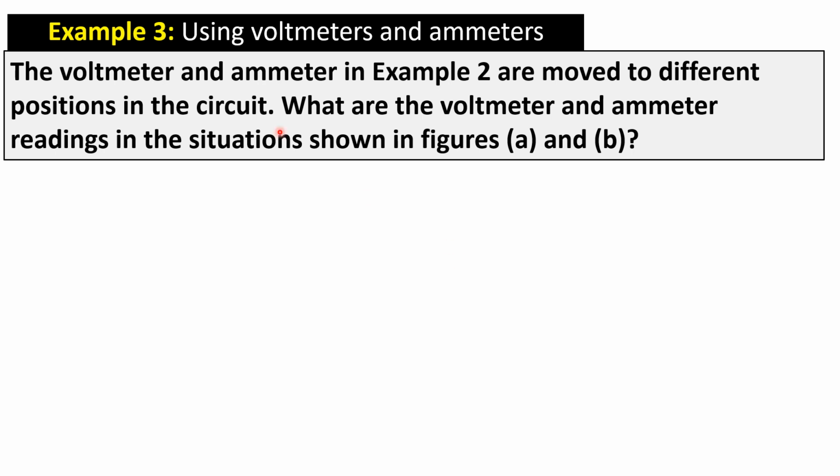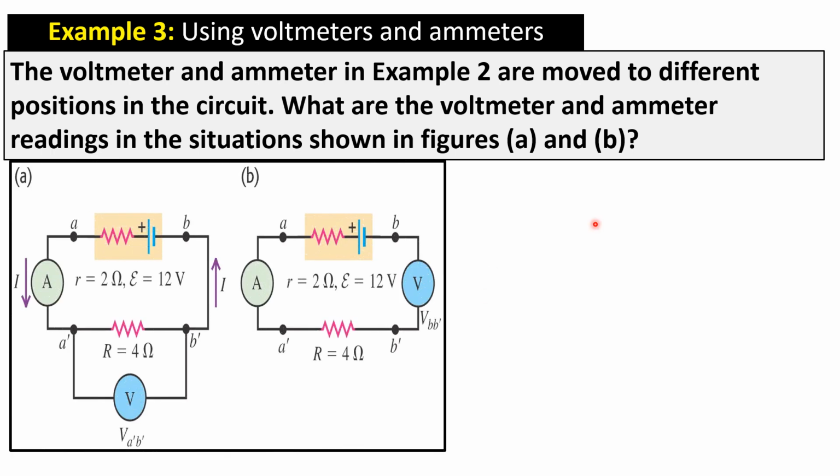Our example number 3 talks about how voltmeters and ammeters must be used. The voltmeter and ammeter in example 2 are moved to different positions in the circuit. What are the voltmeter and ammeter readings in the situation shown in this figure?